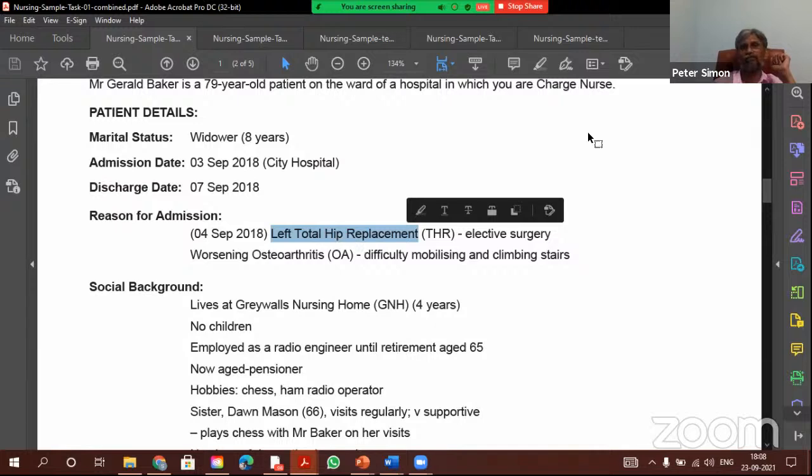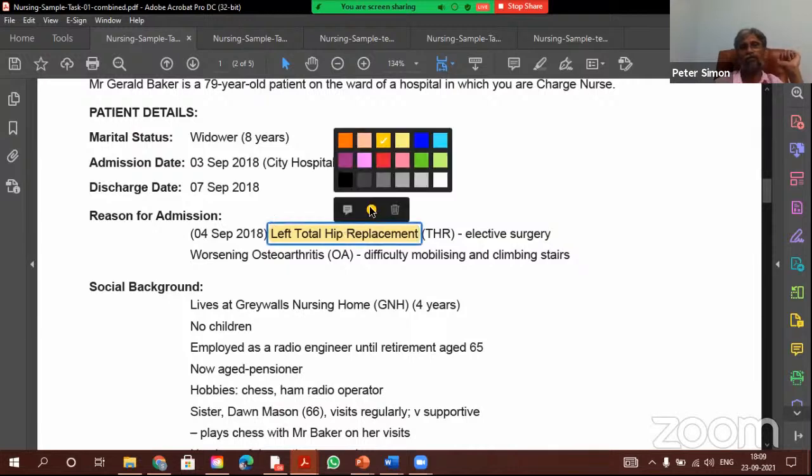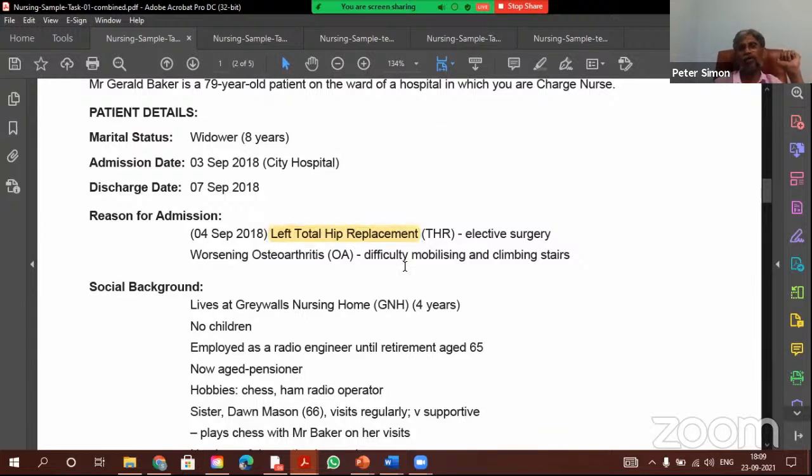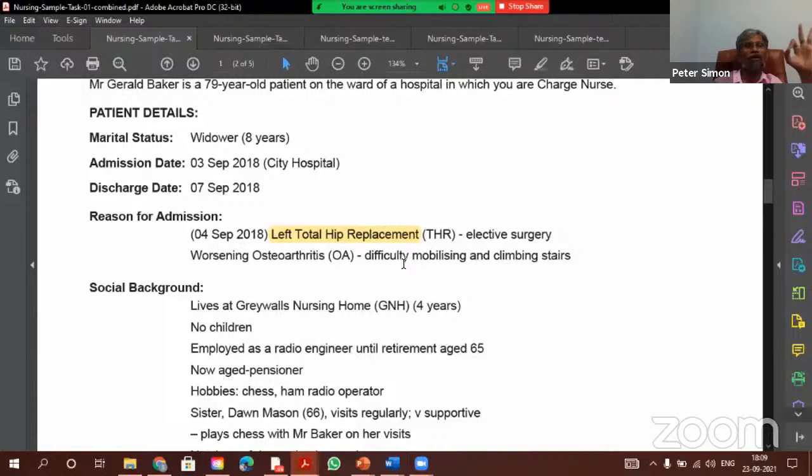Reason for admission. You can write in 100 different ways. Left total hip replacement. Remember that. So this is very, very important. He was admitted for left total hip replacement. That's it. And after that, he was discharged on the 7th.